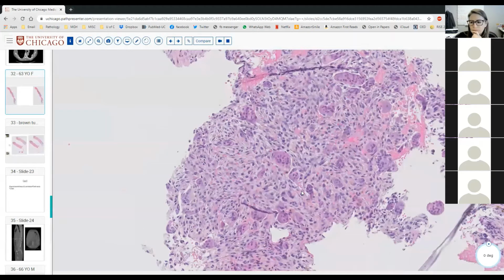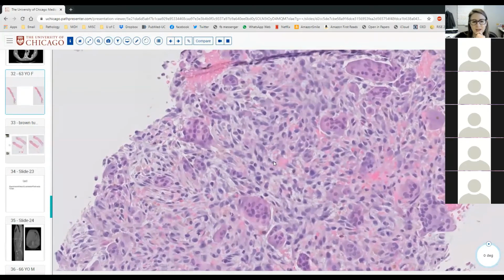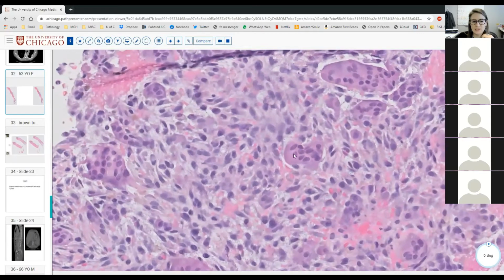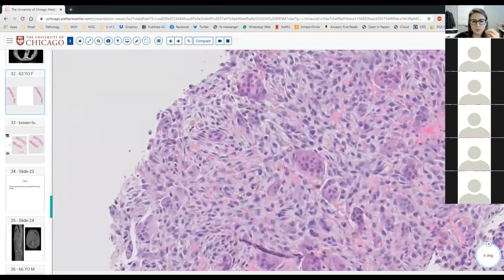Aren't they supposed to look more similar to the giant cells? Right. So the mononuclear cells in a giant cell tumor of bone are actually much more plump, and the nuclei sort of resemble the nuclei of the giant cells. In this case, the background cells are much more spindled and almost vaguely storiform in architecture. And so it's essentially the shape and the morphology of those background cells that can help you differentiate.